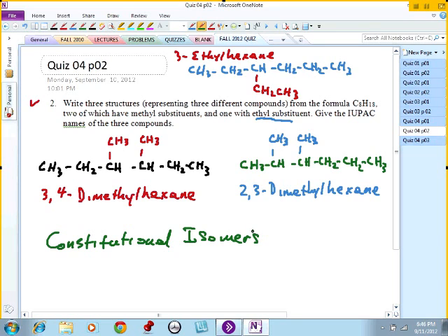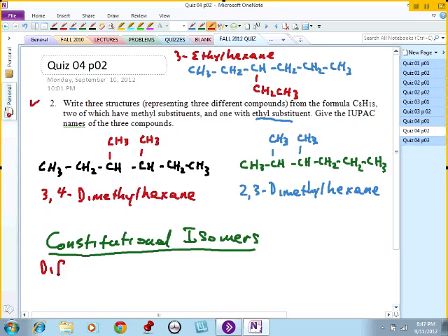Constitutional isomers are what? Yes, you could use a skeletal structure. Well, let me finish with constitutional isomers. I will get to that. Constitutional isomers are different compounds that have the same molecular formula but different attachments of the atoms. Let me write it down for you.